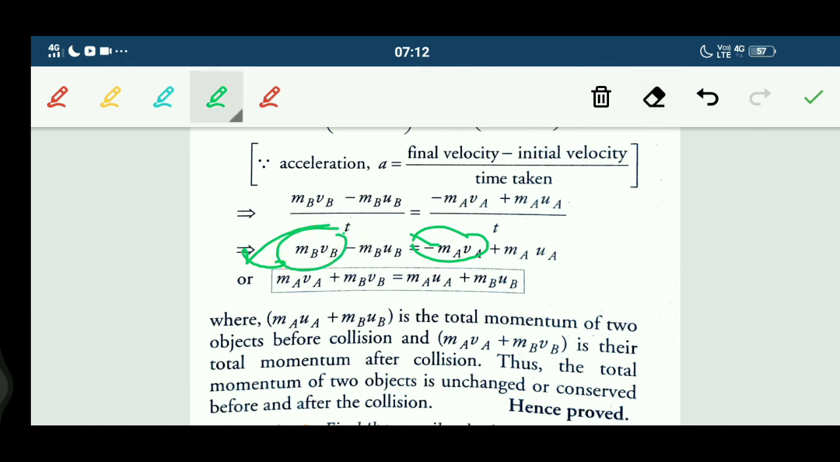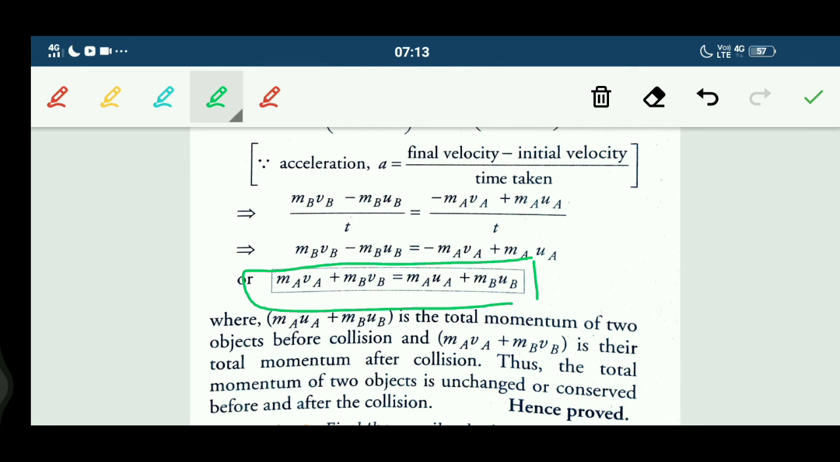So MAVA plus MBVB is equal to MAUA, and this is minus. So when it moves to the right hand side, it changes its sign. It becomes plus. So MAVA plus MBVB is equal to MAUA plus MBUB. We need to take both the velocities together. Fine. So final velocities are together, initial velocities are together. So this is what our final statement is, children. That is MAVA plus MBVB is equal to MAUA plus MBUB.